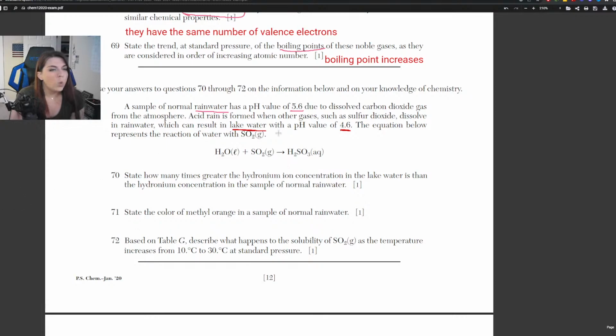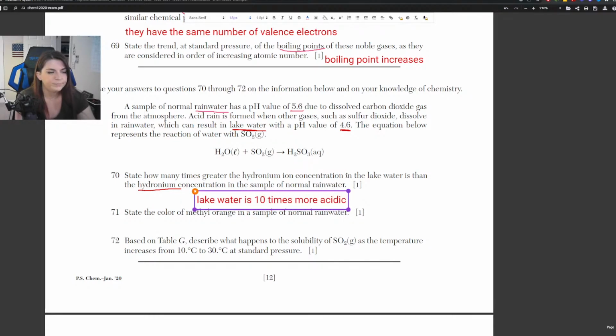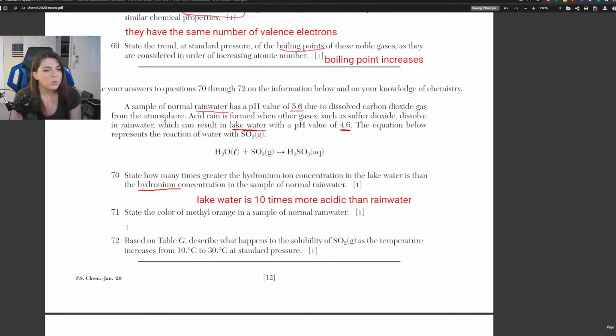Because they are one jump away on the pH scale, the lake water is 10 times more acidic, or has 10 times the hydronium compared to the rainwater. That would be my answer. Lake water is 10 times more acidic than rainwater.